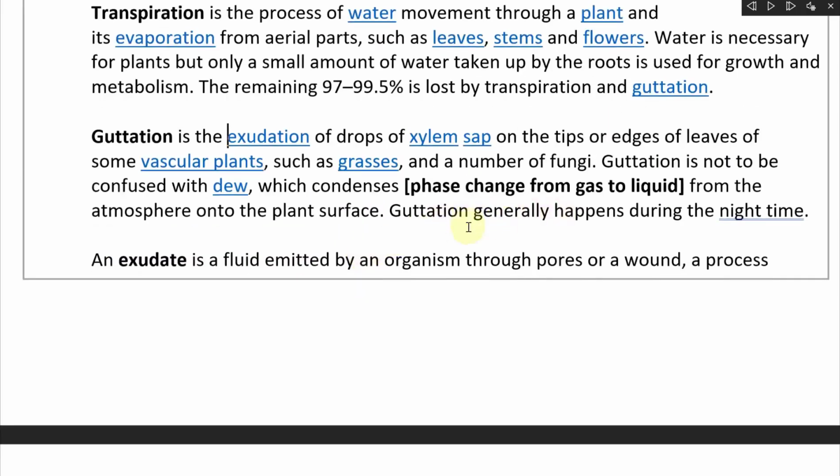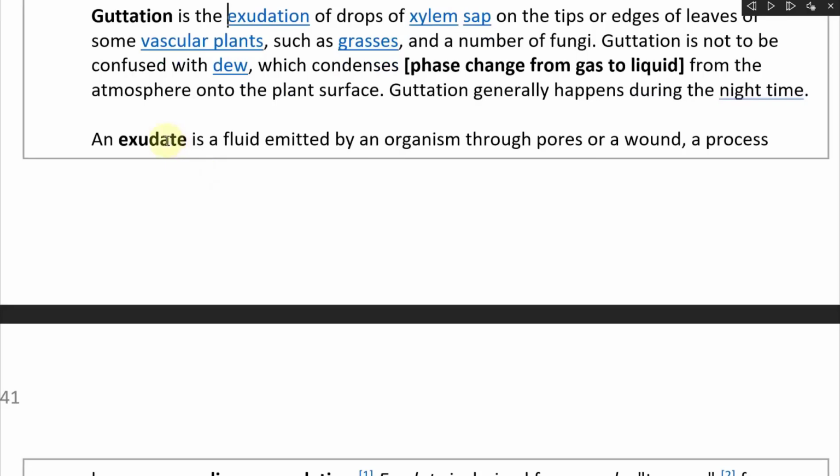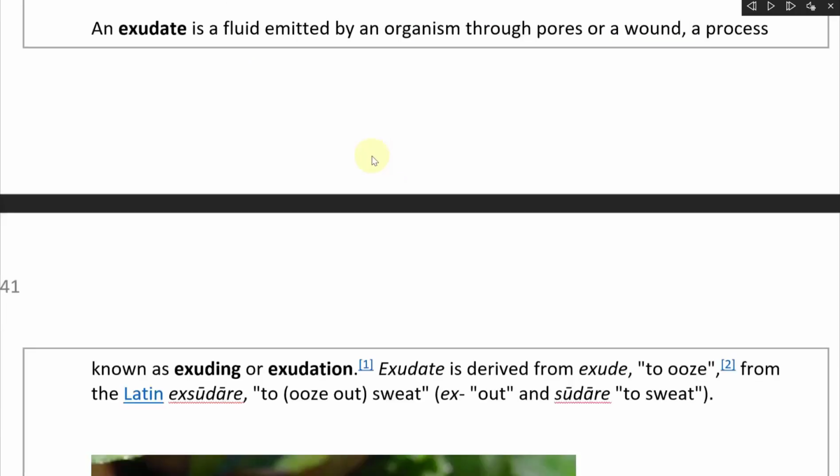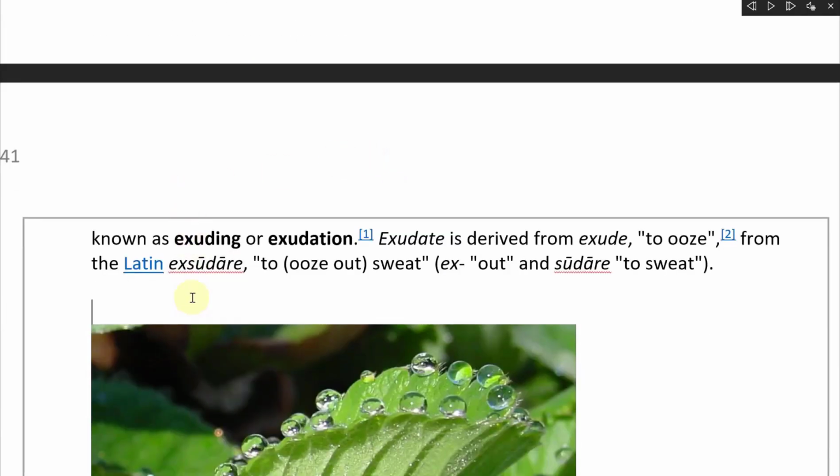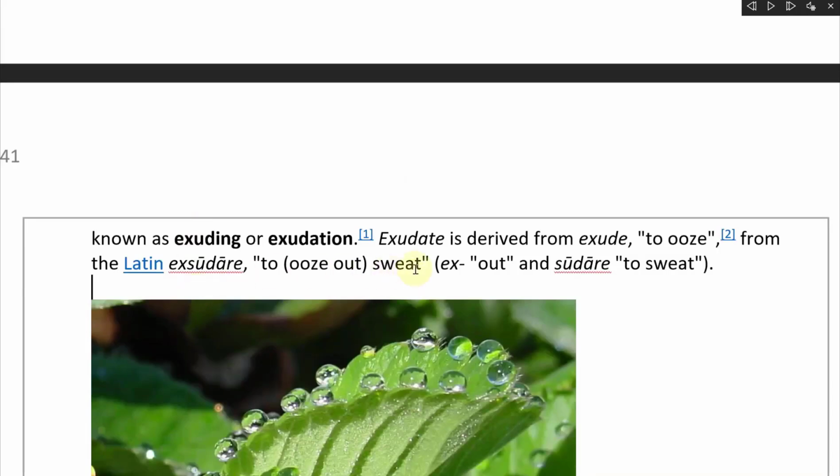Guttation generally happens during the nighttime. An exudate is a fluid emitted by an organism through pores or a wound, a process known as exuding or exudation. Exudate is derived from exude, to ooze, from the Latin excudere, or to ooze out or sweat. Ex is out, and sudere is to sweat.